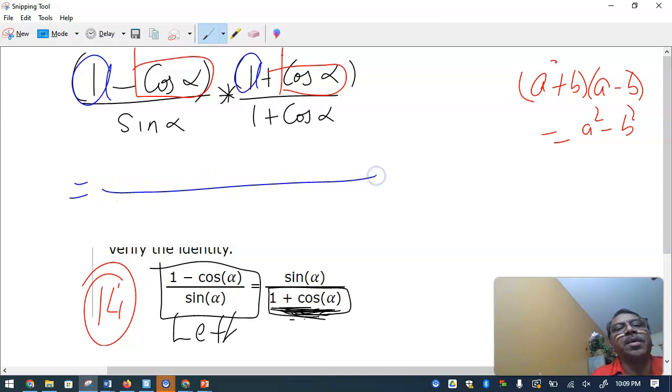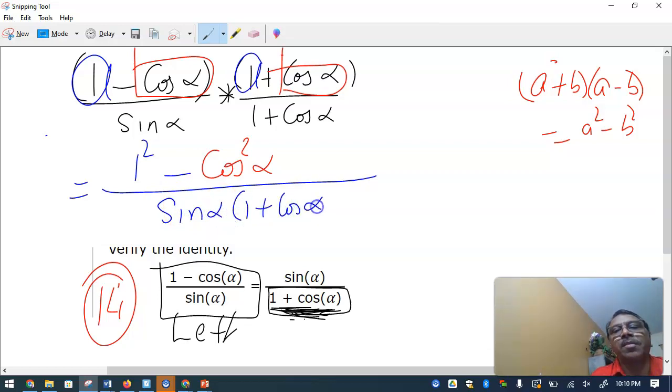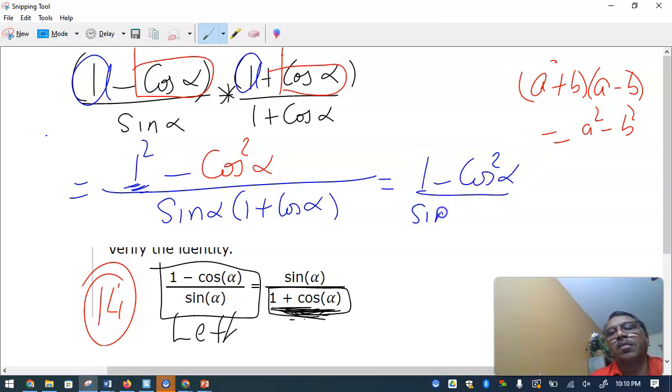So this becomes equal to, I'm using the blue color for 1 square. That's A square. And then minus, then we have to use B square, and the B is the red color, so I'll use cosine square of alpha. And then the denominator is sine alpha stays the same and 1 plus cosine stays the same. Okay, now this 1 square is 1, 1 minus, okay, that stays, everything stays. The only change actually, I don't know, there was no need to write this step. You can directly write, watch this.